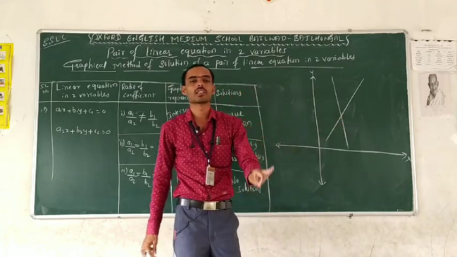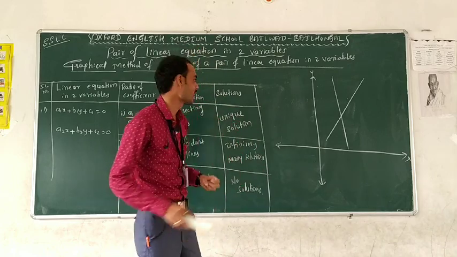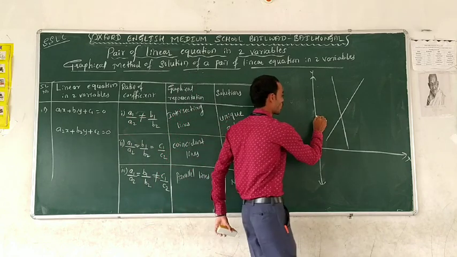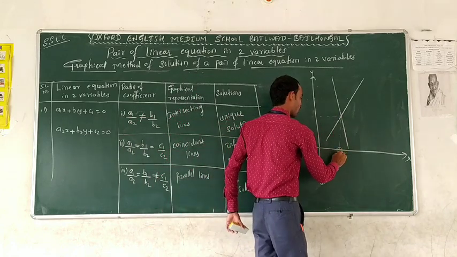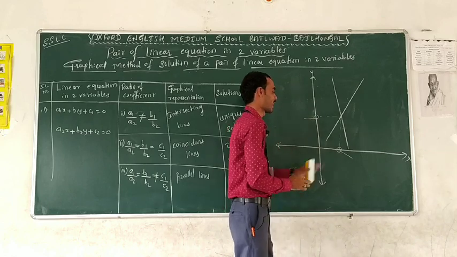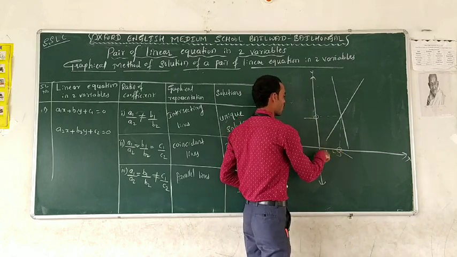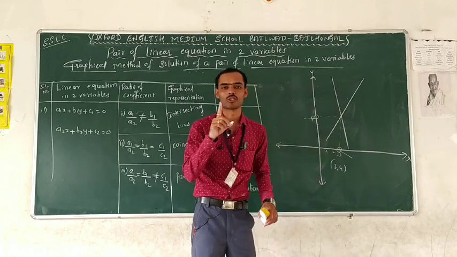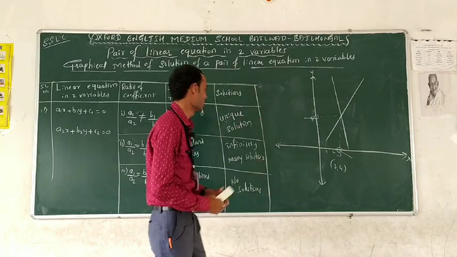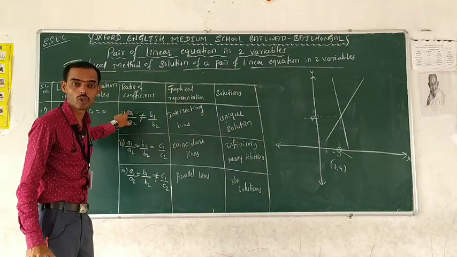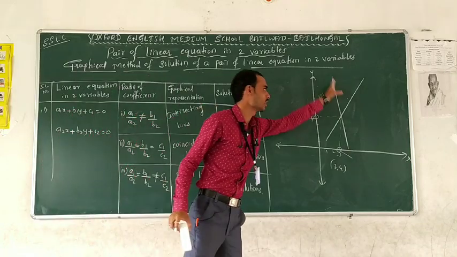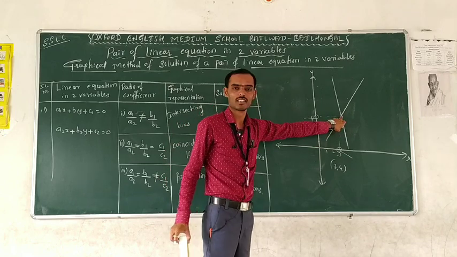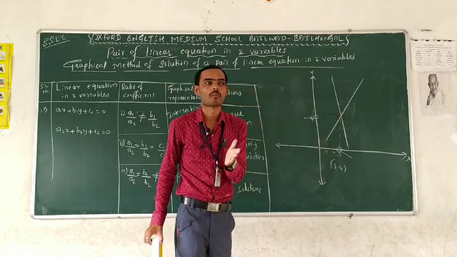So, if the graphical representation is intersecting lines, then how many solutions are there? There is only one solution, that is a unique solution. If you join like this, x is 1 and y is also 1. For example, it is 3, 4. 3, 4 is the only one solution. Is it clear? Yes. If a1 by a2 is not equal to b1 by b2, then the graphical representation is intersecting lines. How many solutions are there? There is only one solution. Solution means what? The values of x and y.